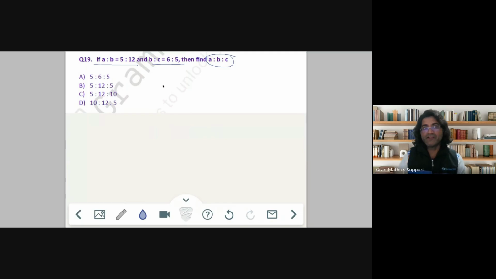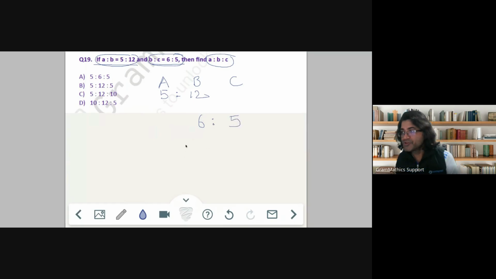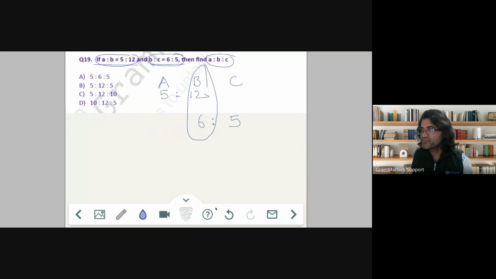So what you do, again, visualization, A, B, and C. The first one says A is to B is 5:12. And the second one says B is to C is 6:5. All I need to do is see who is common. B is common, isn't it? Yeah. So that holds our key. The person who is common holds our key here. So all we need to do is equate them.